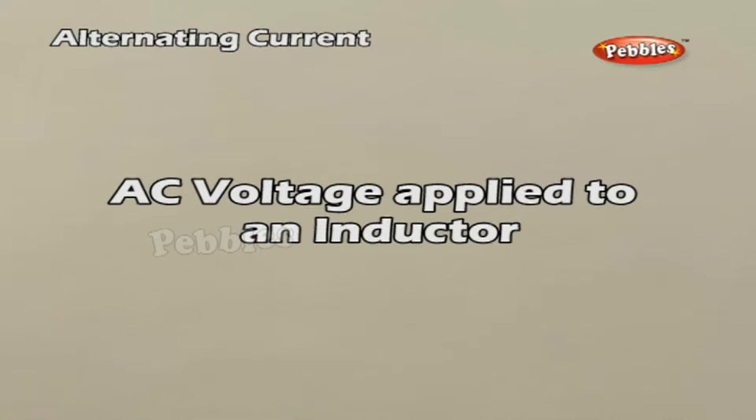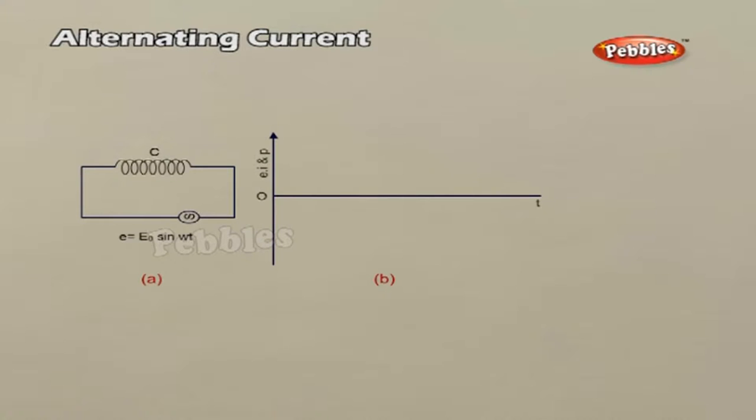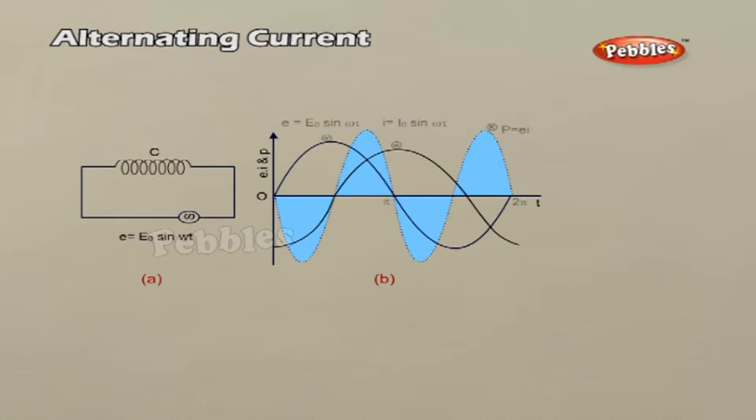AC voltage applied to an inductor. Let an alternating source of EMF be applied to a pure inductor of inductance L. The inductor has a negligible resistance and is wound on a laminated iron core. Due to the alternating EMF that is applied to the inductive coil, a self-induced EMF is generated which opposes the applied voltage. Example, choke coil.